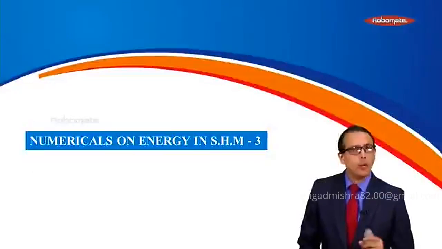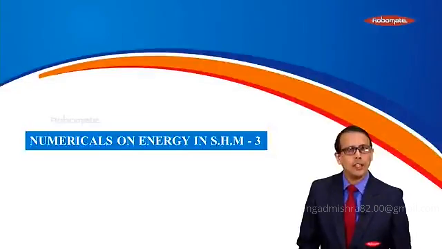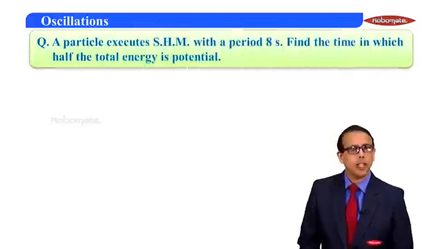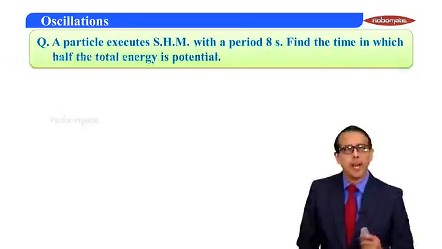We'll continue with numericals on energy in SHM. So let's start with our first numerical. A particle executes SHM with a period of 8 seconds. Find the time in which half the total energy is potential.